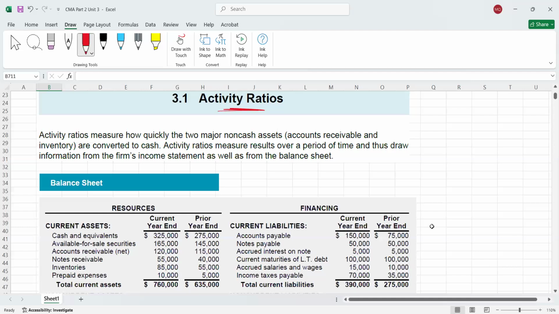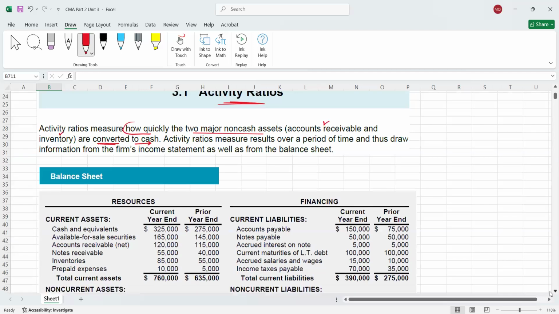So guys, activity ratios generally measure how quickly two major non-cash assets are converted to cash. Which non-cash assets am I talking about? I'm talking about accounts receivable and inventory. So that's called activity ratios. For example, if you have receivables, how quickly you are converting receivables into cash, or if you have inventory, how quickly you are converting your inventory into cash. So that is activity ratios.